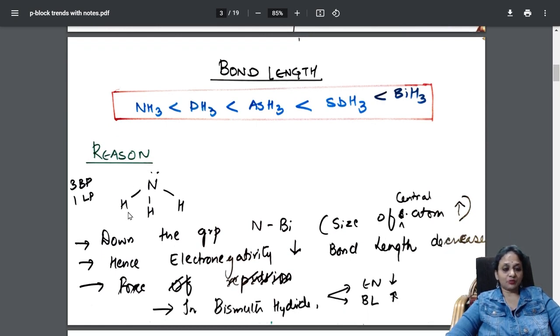What is the reason? Ammonia has 3 bond pairs and 1 lone pair. What is happening to the repulsions? Why is the size increasing? Why the bond length? Everything I have mentioned here in this particular slide.